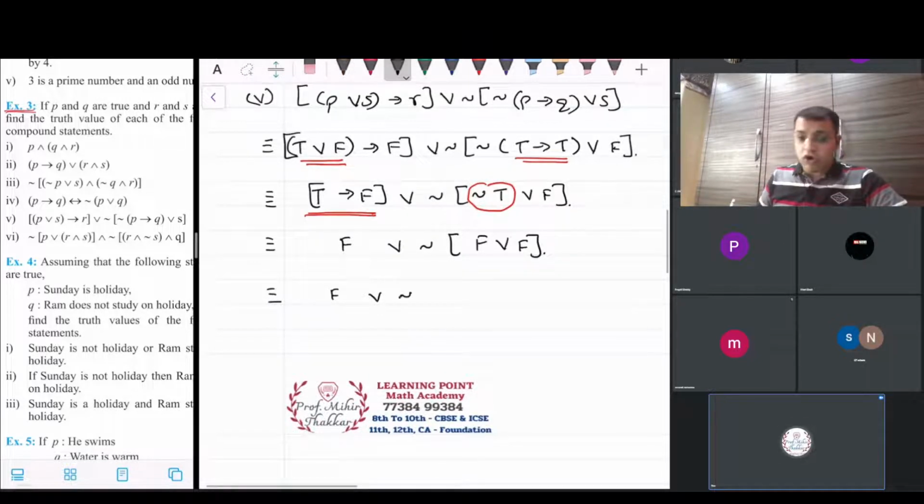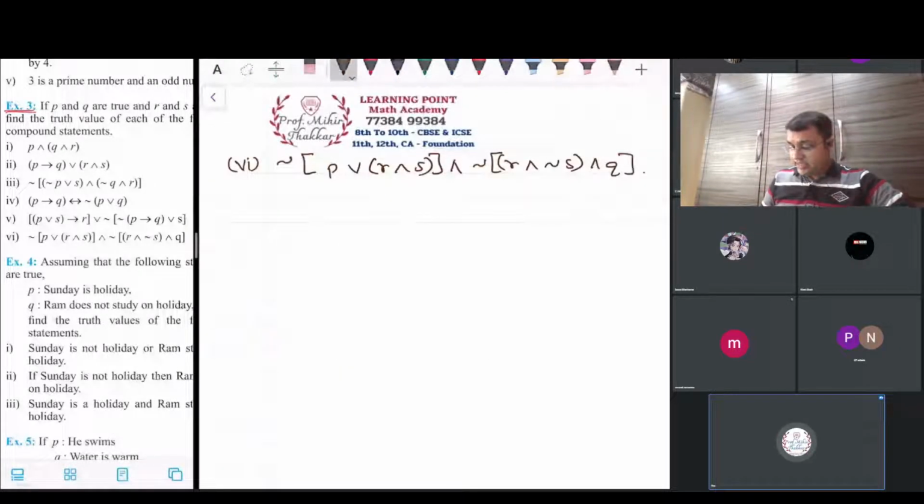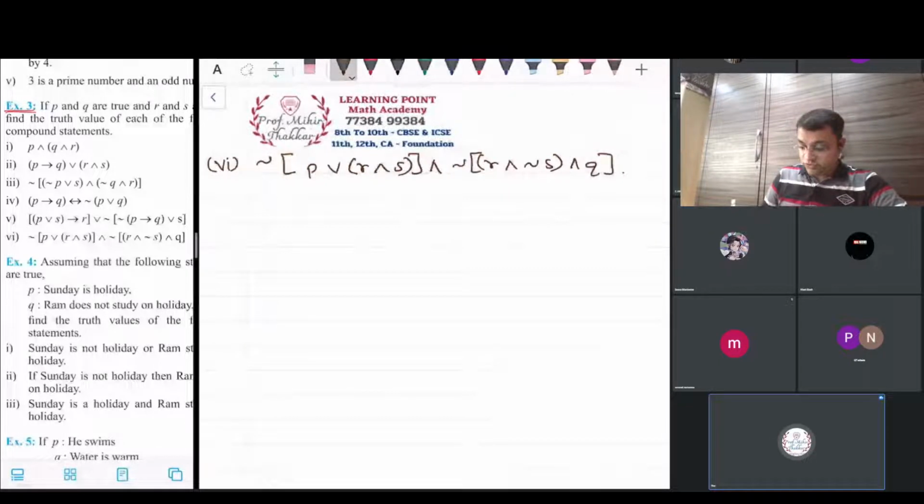Now what is F or F? The answer is true. So because for or, if both are F, then the answer is also F. Sorry, I think I wrote T. It should be F over here. And then I directly thought of negation of that actually. It's okay. So it is F or T. So ultimately the answer comes out to be, what is F or T? The answer is T.